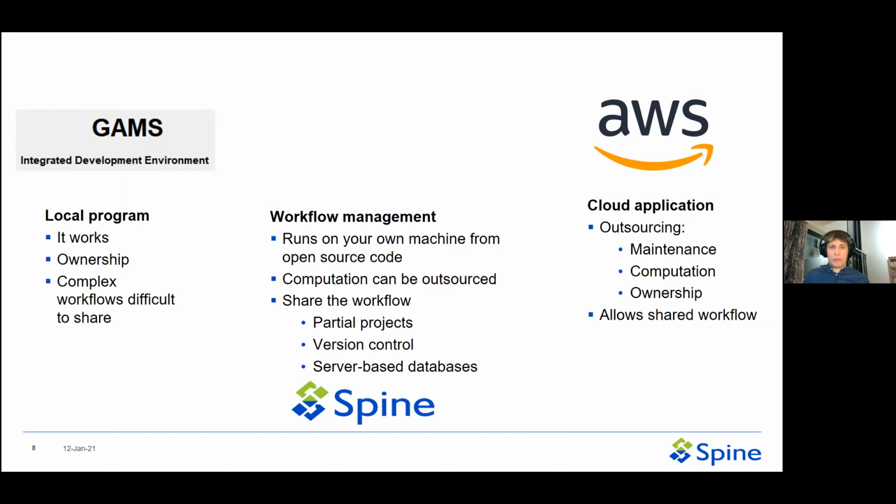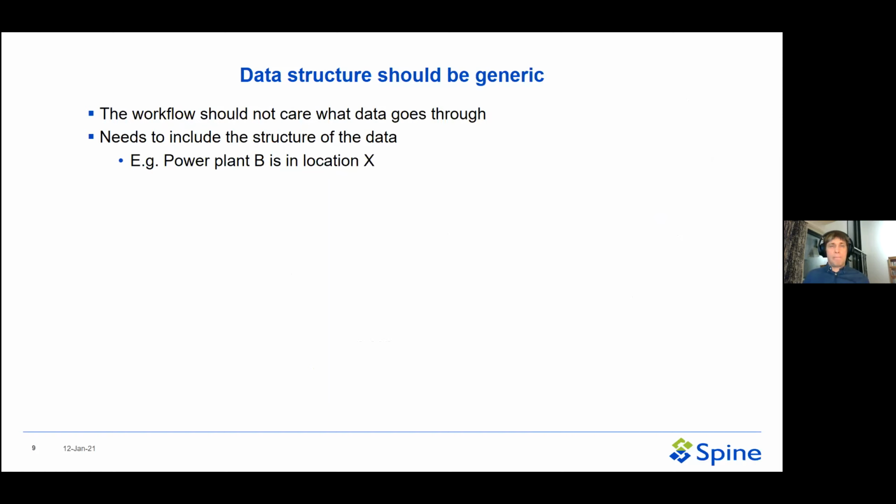And then I mentioned also already the server-based database as an important part of the shared workflow. Then I will move to the data structures, which I think are very central as well to the way this kind of a system should work. So I'm saying here that we should have a generic data structure, and the workflow itself shouldn't care what data goes through. And in order to be able to do this, the data has to include the structure of the data. So it's not just numbers, it's also the structural features of the data.